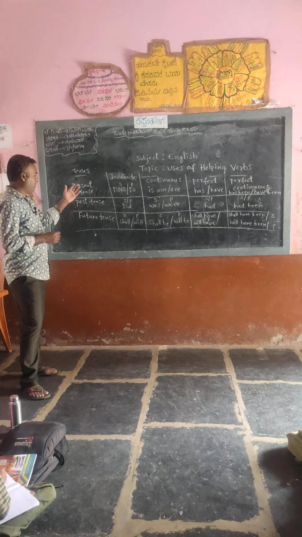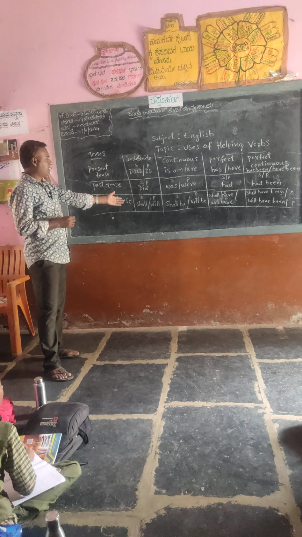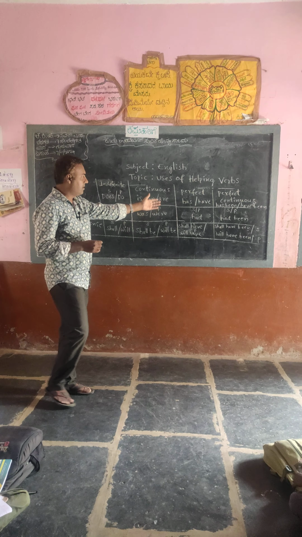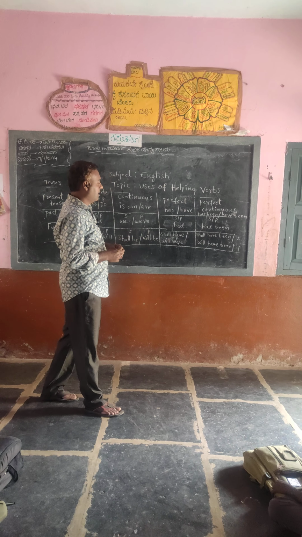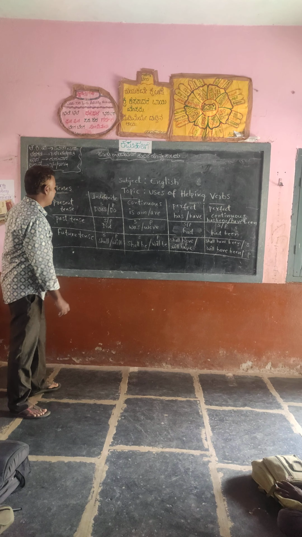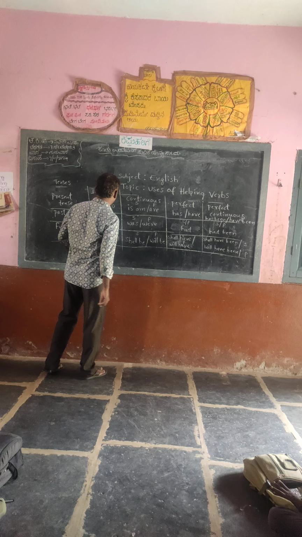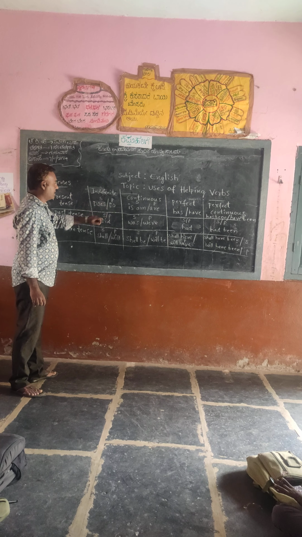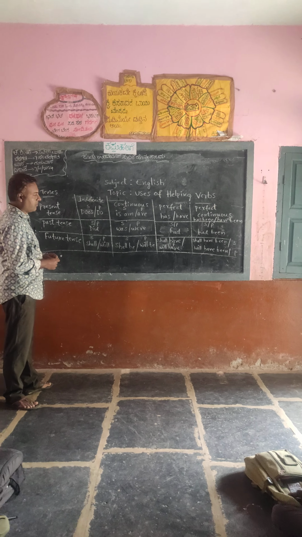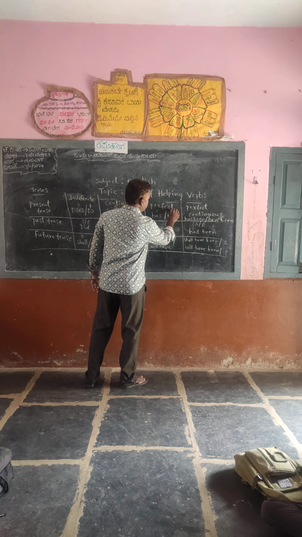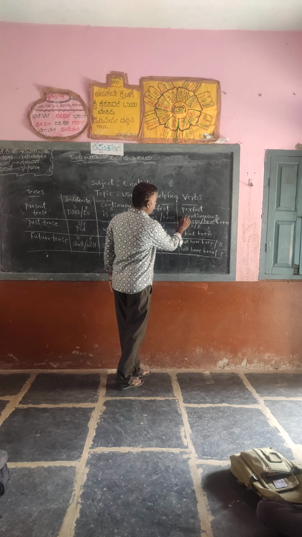Likewise in future tense, in indefinite we use shall, will, and in continuous we use shall be, will be, and in perfect we use shall have, will have, and in perfect continuous we use shall have been, will have been. Here I have written S and P. S means singular, P means plural. This is the singular helping verb and this one is the plural helping verb. Here also singular, plural. S means singular, P means plural.